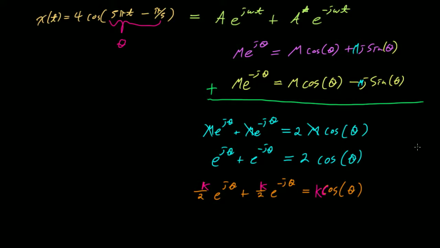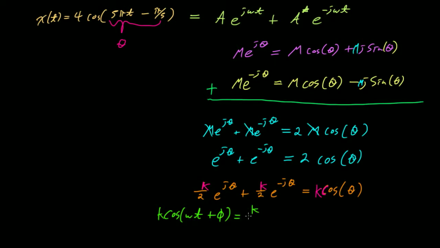So let me do this completely generally. Say I had k cosine of omega t plus a phase angle. If I represented that in this way, I just keep this same expression, but everywhere I had a theta, I'm going to say omega t plus, actually, I'm not going to use theta, I'm going to use phi. So now, everywhere I had a theta, I'm going to use omega t plus phi.